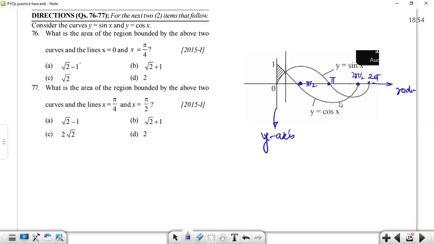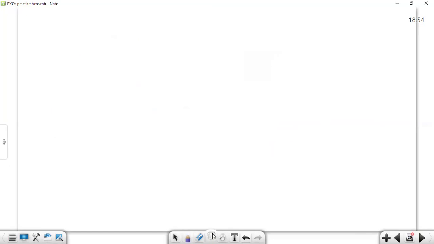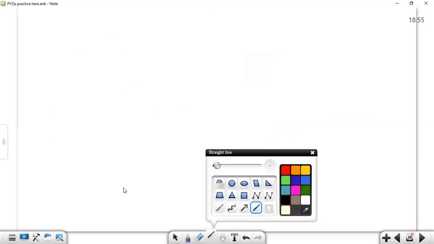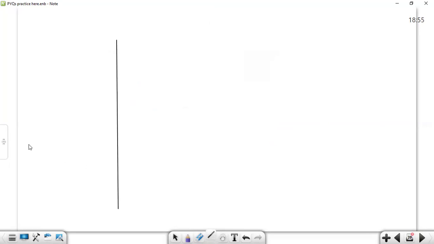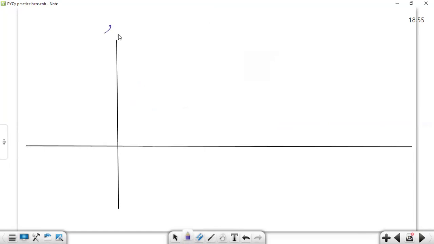So this particular curve is for y is equals to cos x. On 0, cos 0 is 1. So that's why the curve is here. And this curve is for sin x. So this will be on 0. So these two curves are like this. And if this is not clear, let me draw it also. This is y-axis, f of x. This is f of x. This is representing x-axis.